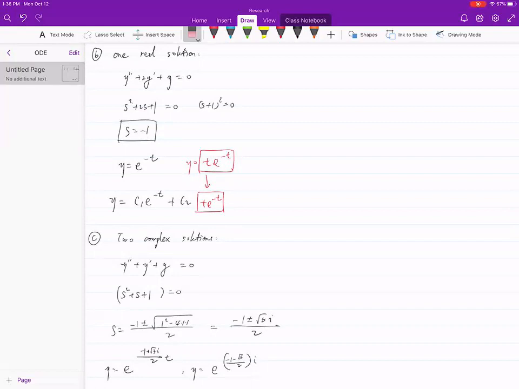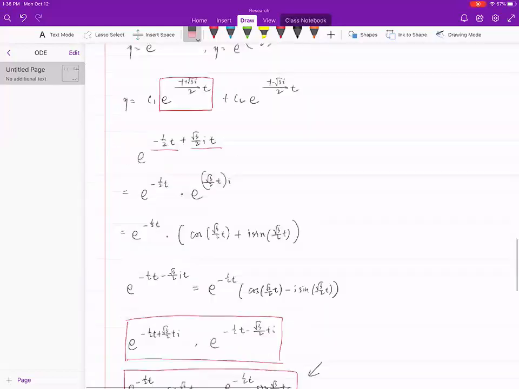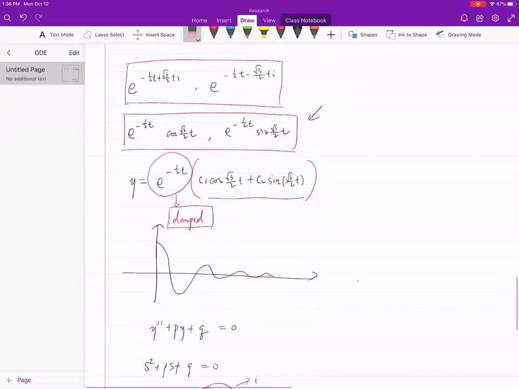Number 3, if they have something complex, well, decompose them into real part and imaginary part. The imaginary part gives you cosine, sine. The real part gives you the damped effect, because the real part is basically, from a complex number, how long your complex number is. Okay, that completes everything about the quadratic.